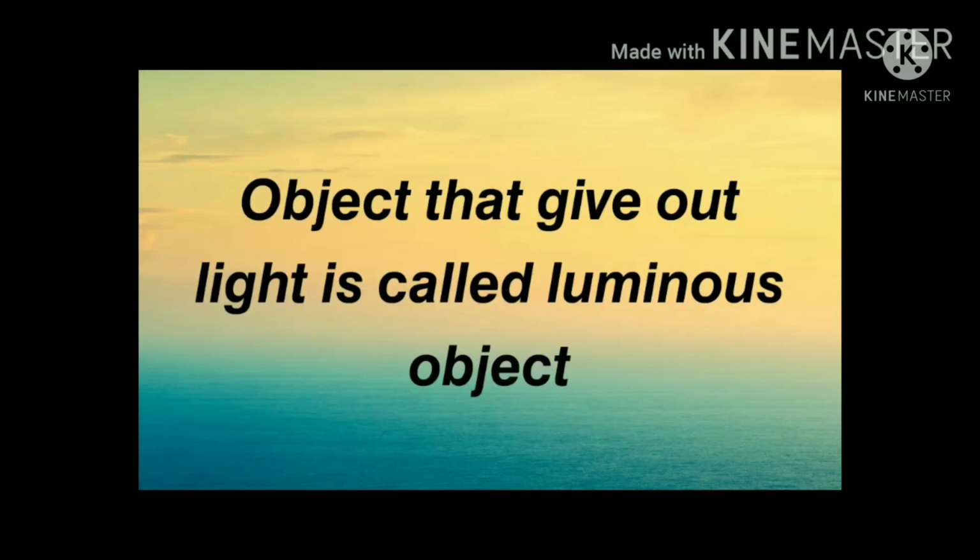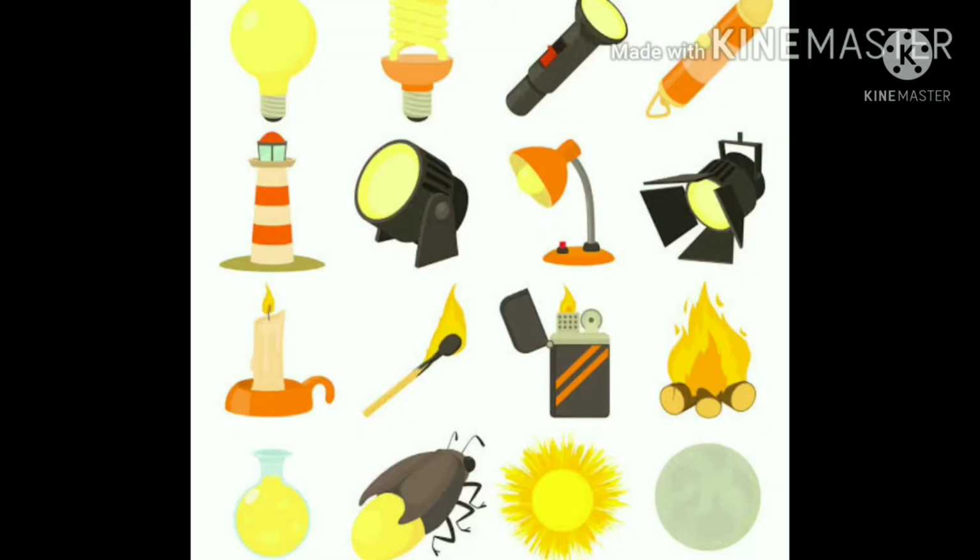Objects that give out light are called luminous objects. Example, can you try to say some luminous objects? What are they? Torch light, tube light, candle.